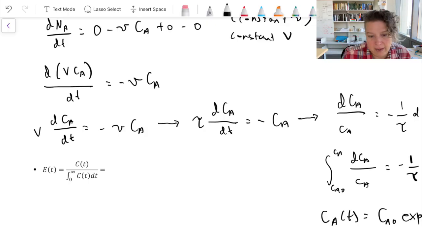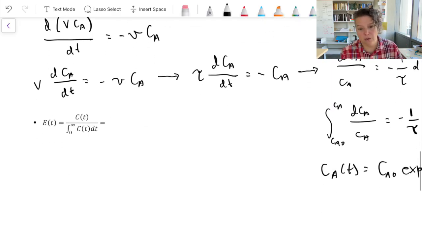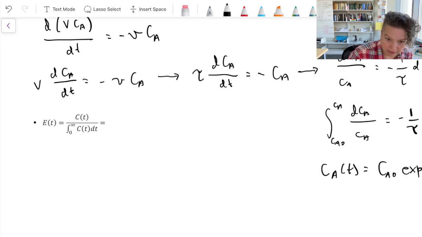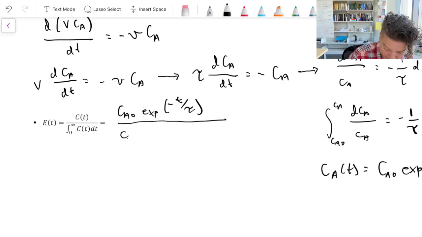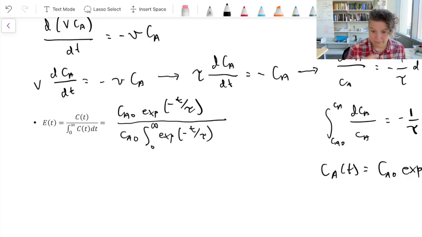To get my residence time distribution, I need to take that CFT curve and divide by the integral from time equals 0 to time equals infinity of CFT. So that's going to give me CA naught exponential negative T over tau divided by CA naught integral 0 to infinity exponential negative T over tau dt.